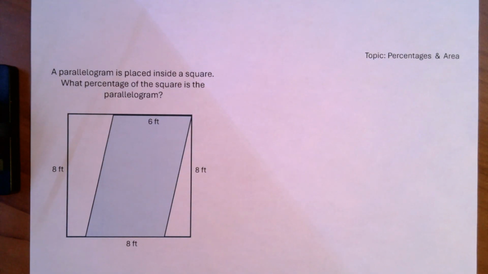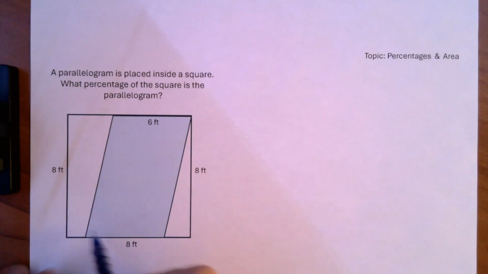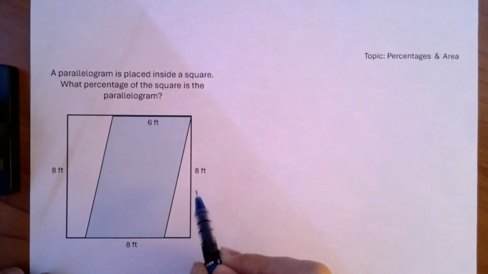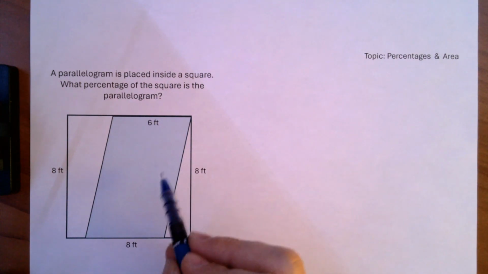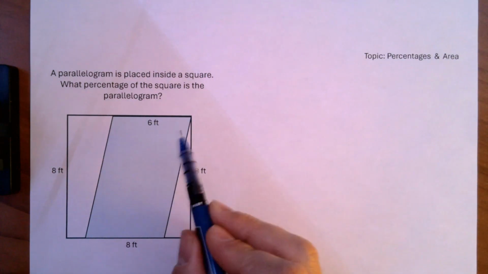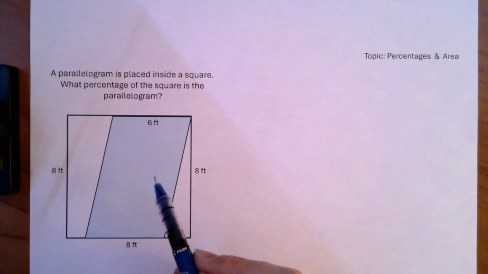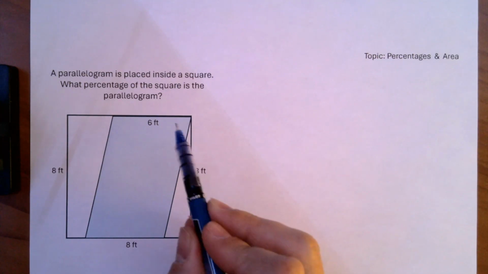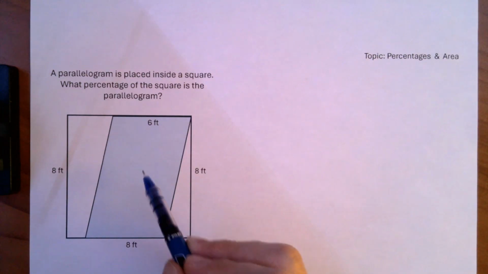A parallelogram is placed inside a square. What percentage of the square is the parallelogram? Notice that we have a square and the length and width of the sides are 8. Inside the square we have a blue parallelogram. The question is, what percentage of the big square is taken up by the parallelogram?